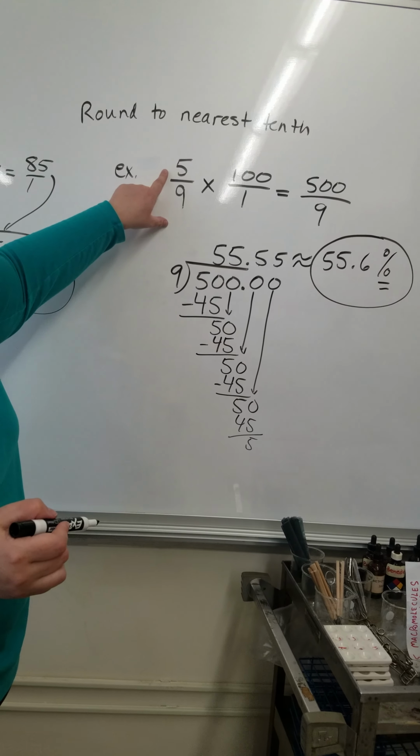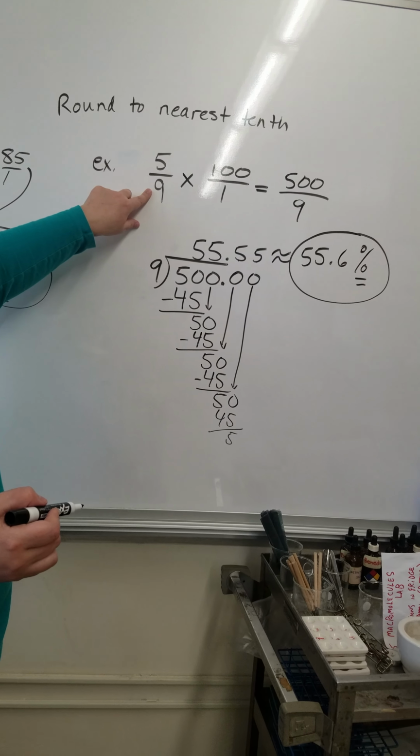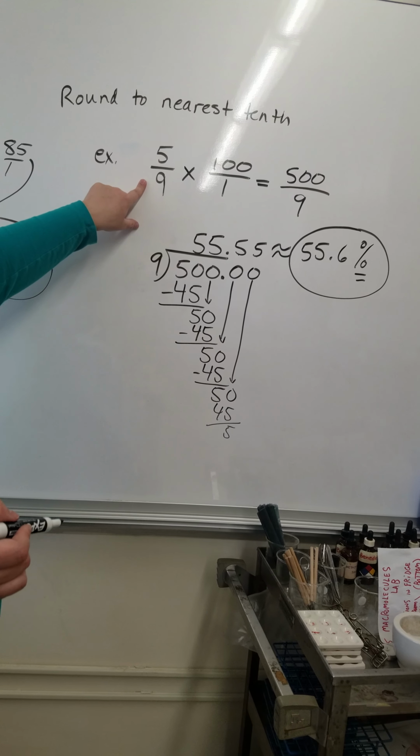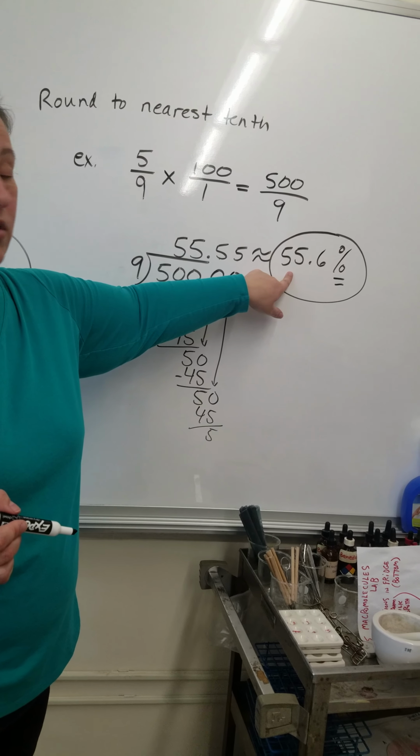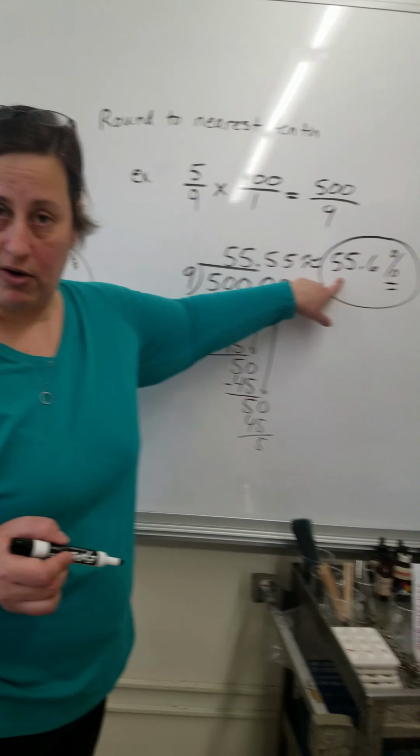So again, if you had a quiz and you got 5 out of 9 correct, got a little more than half of them right, what did you get for a score? 55.6%. Hopefully none of you will do that.